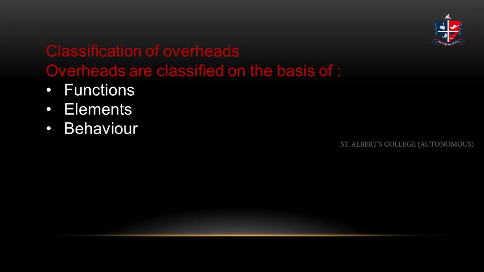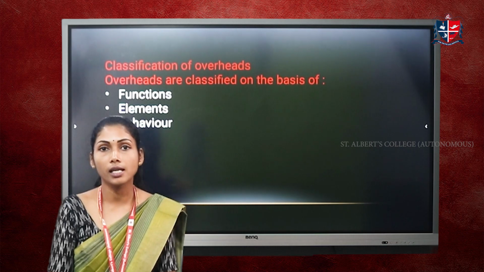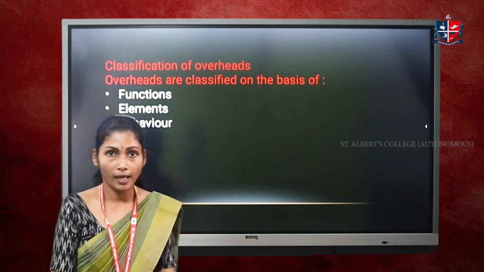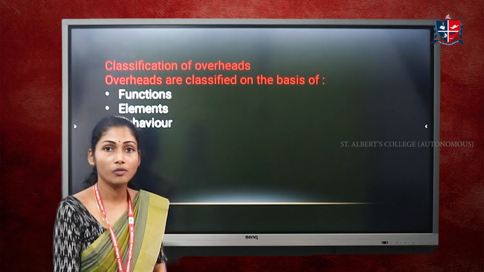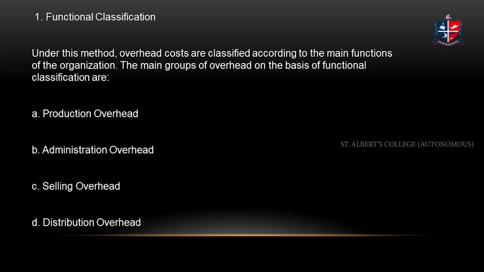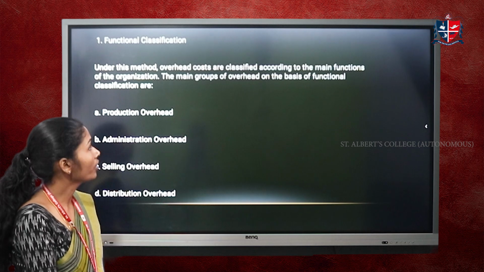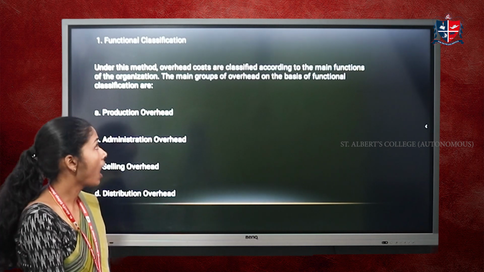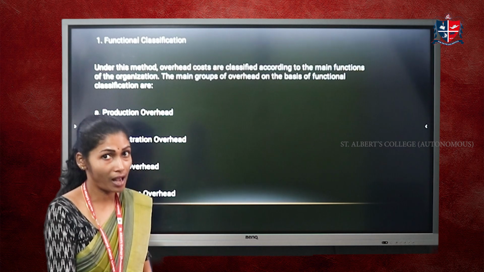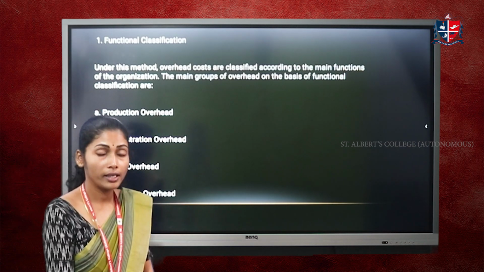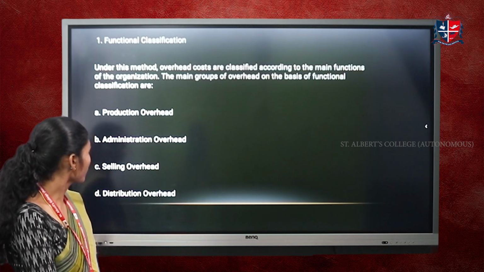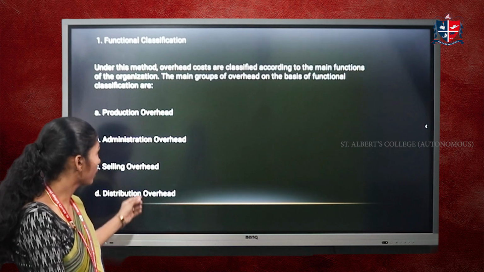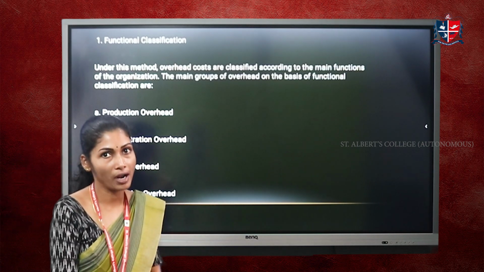On the basis of classification, the overheads are mainly classified into 3 categories. The first one is on the basis of function, another one is on the basis of element, and the last one is on the basis of behavior. First one is functional classification. Under this method, overhead costs are classified according to the main functions of the organization: production overhead, administration overhead, selling overhead, and finally distribution overhead. These 4 classifications are included on the functional basis.